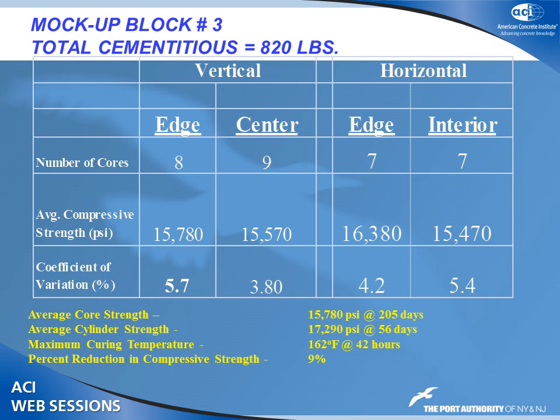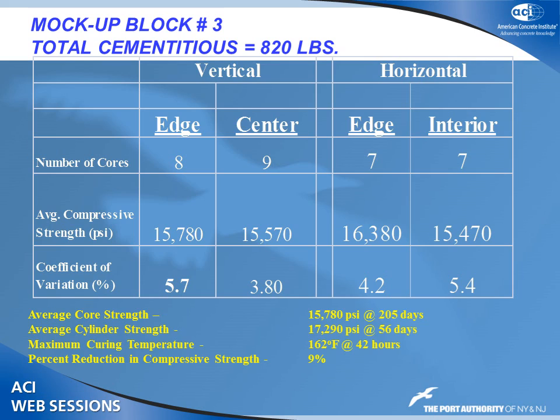Okay? Now, this is the one with the 820 pounds of cementitious material. Peaked at 162. Okay? Vertical cores. Edge, center. Basically the same results. Horizontal. There wasn't much difference in the results. Taking testing error into account, basically the horizontal, the vertical, the center, the edge, there was not much difference.